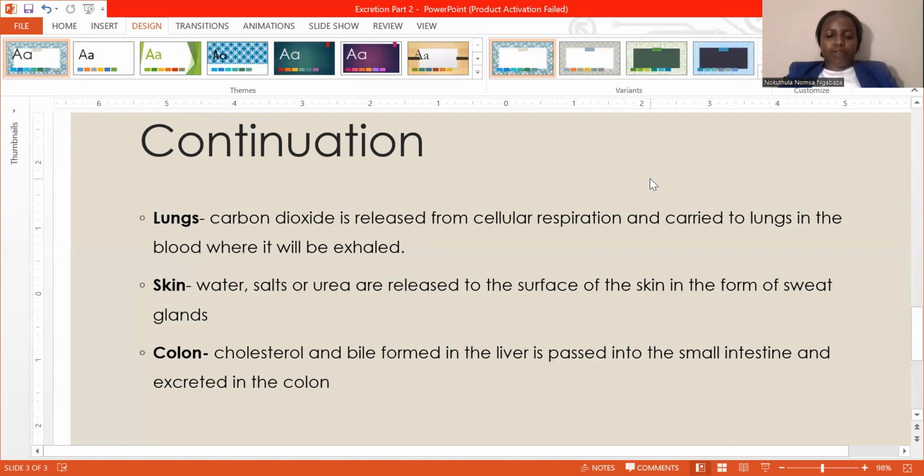So, we've already said that when it comes to the salts, one thing about the salts is that they are not going to be directly released out of the body, but your salts and water work hand in hand. When you get to grade 12, you are going to learn about two hormones, right? The first hormone is called the antidiuretic hormone. This is a hormone that is responsible for making sure that your body has got an adequate amount of water. Whereas when it comes to the salts, you've got a hormone which is called aldosterone, which regulates the amount of salt that is available in the body.